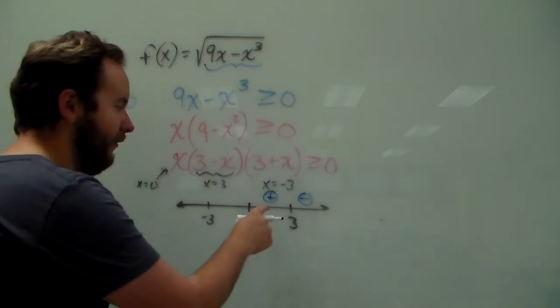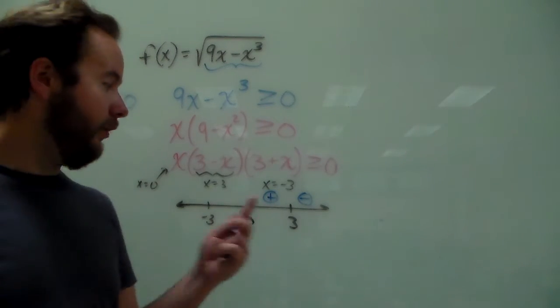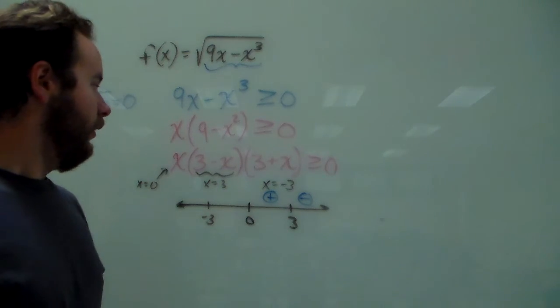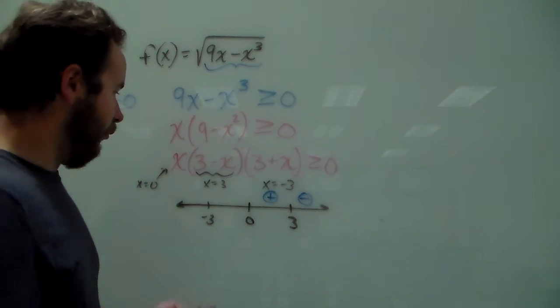Now remember, I'm putting a positive over the interval from 0 to 3 because we selected 1 from this number line, or from this interval. We're going to repeat this process. Keep picking your favorite number between each subinterval.